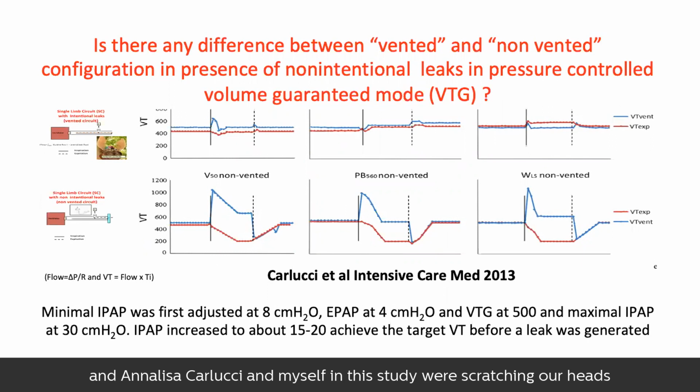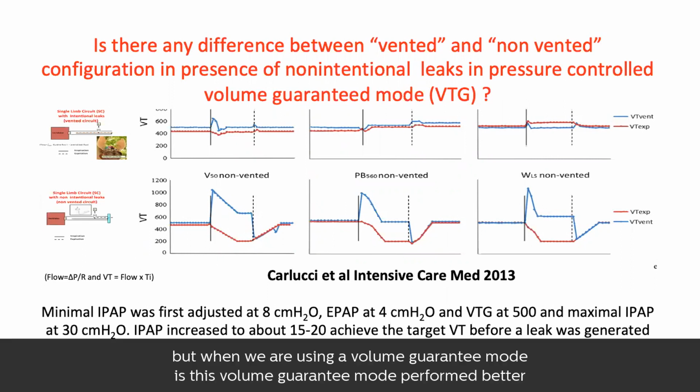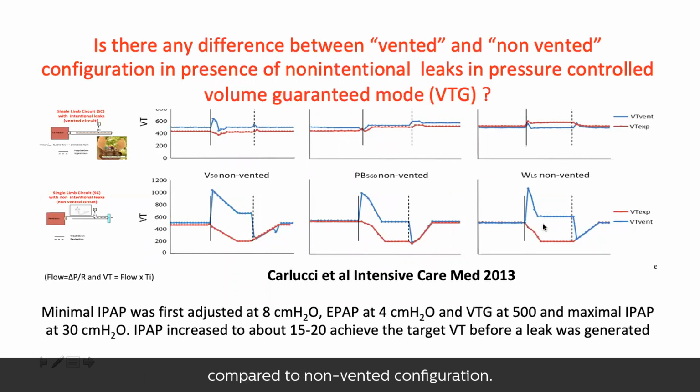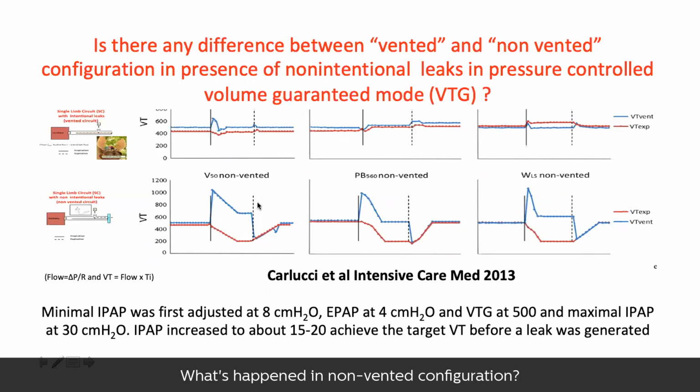Annalisa Carlucci and myself, in this study, were scratching our heads because we were thinking: when we are using a volume guarantee mode, does this mode perform better if I use an intentional leaks configuration, a vented configuration, compared to a non-vented configuration? So this is a vented configuration, I am applying a leak right here, and the volume is completely stable. What happened in the non-vented configuration?